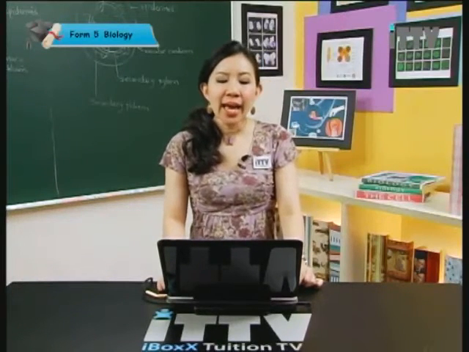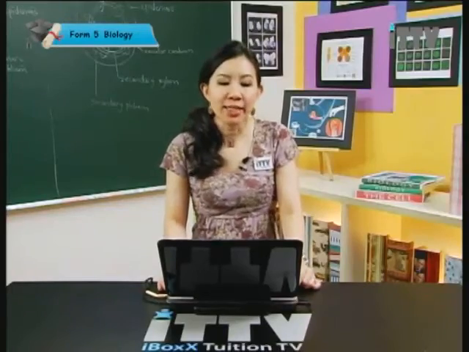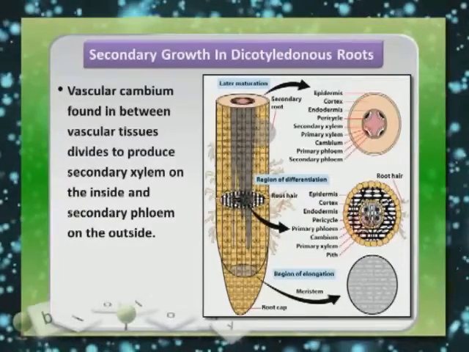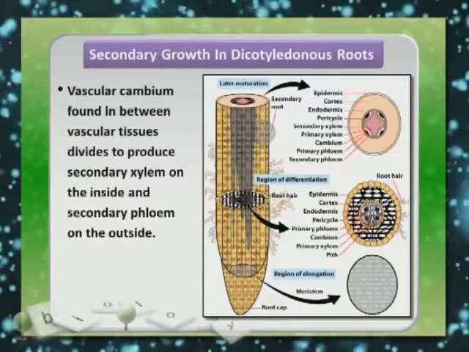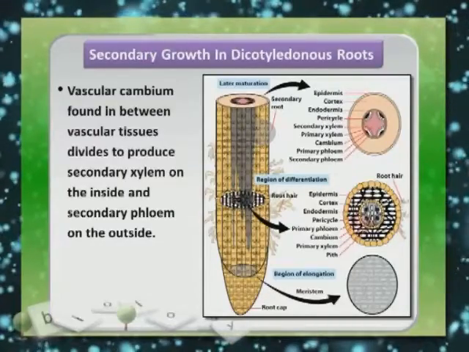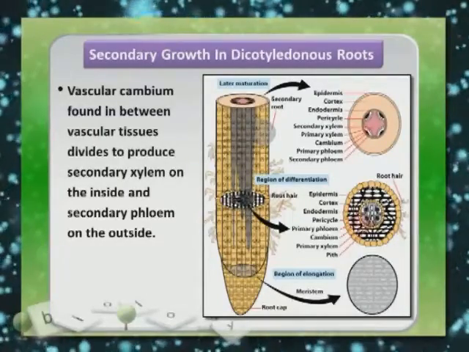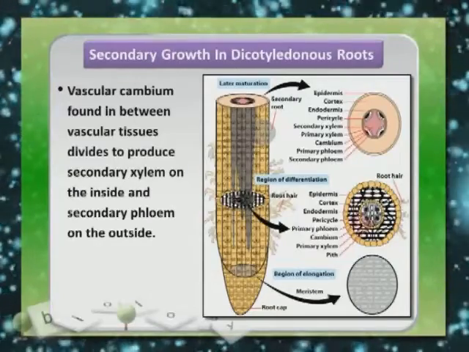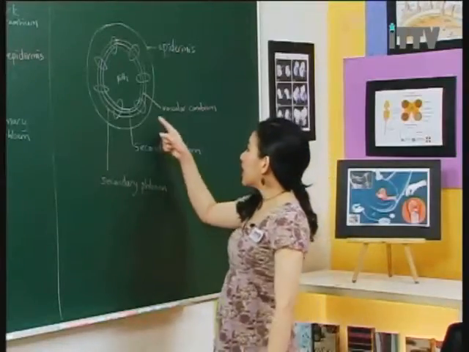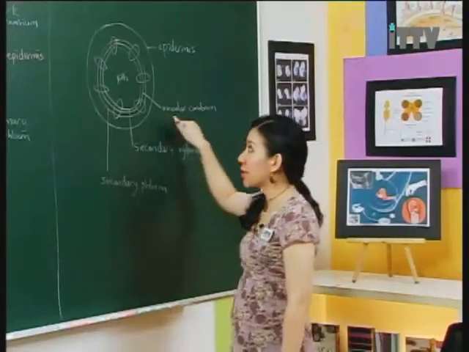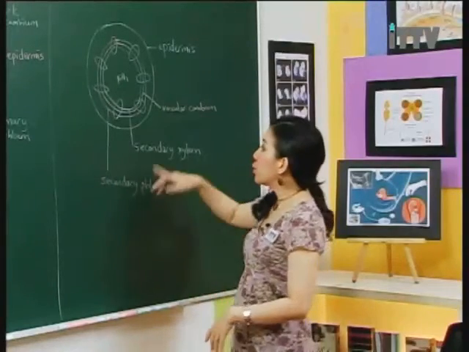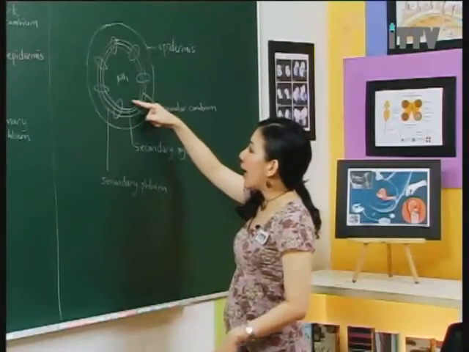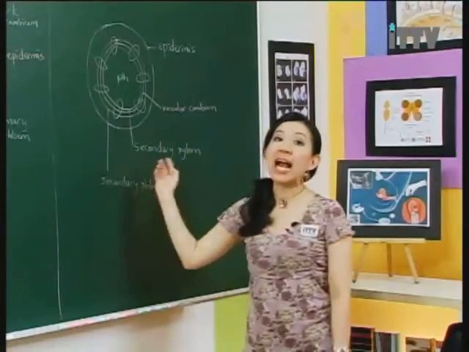Now, let us look at secondary growth in dicotyledonous roots. Vascular cambium is found in between vascular tissues. It divides to produce secondary xylem on the inside, just like in the cross-section of the stem. Now I'm talking about the vascular cambium in roots: it will produce secondary xylem on the inside and secondary phloem on the outside, just like the stem.